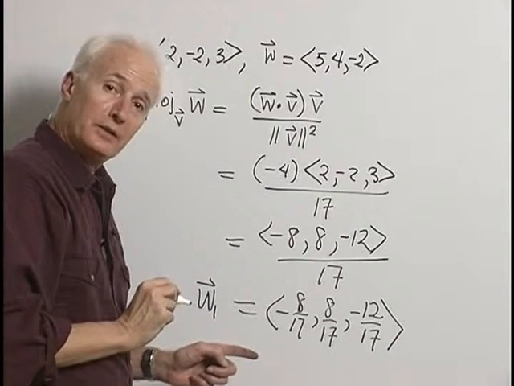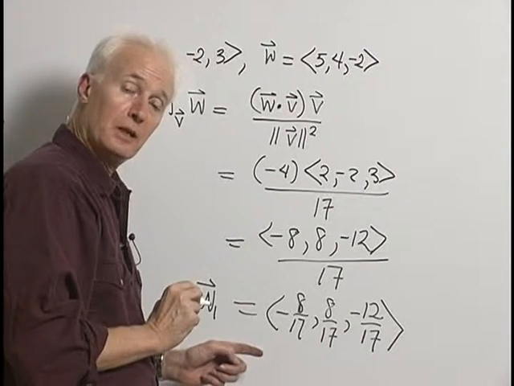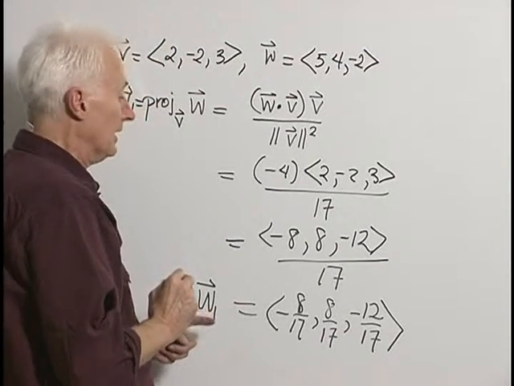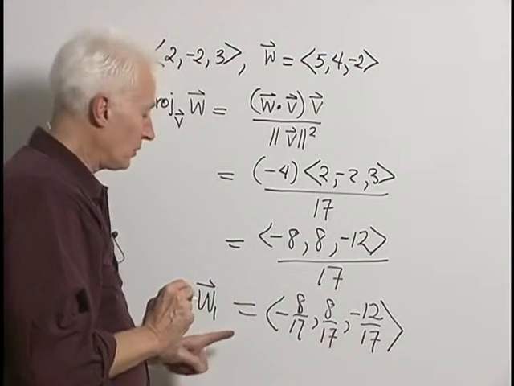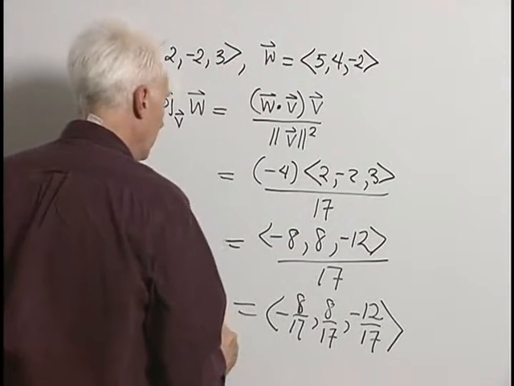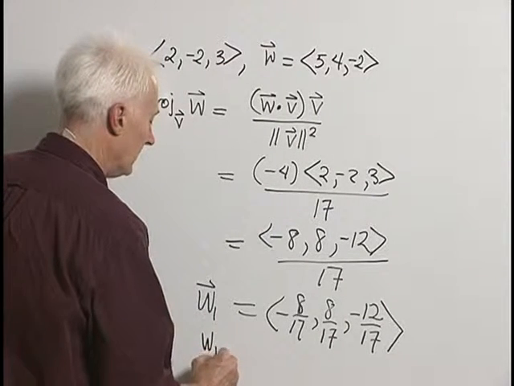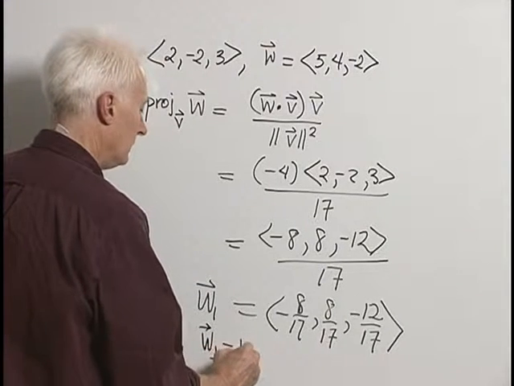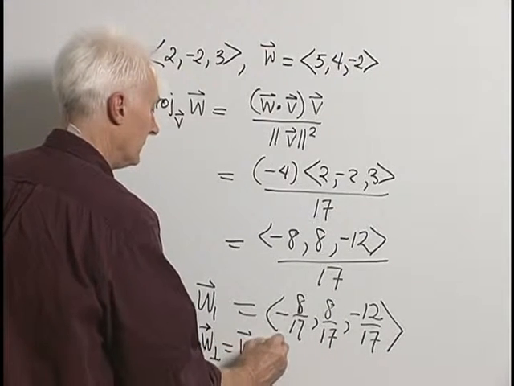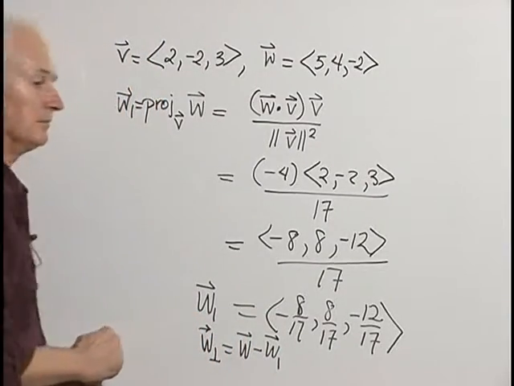Once we've found the component of w which is parallel to v, or parallel to the line through v, to find the other component perpendicular, we just subtract this one from w. In other words, the perpendicular component, maybe I'll write it w with a perp symbol on it, is simply w minus w1. Well, let's calculate that.